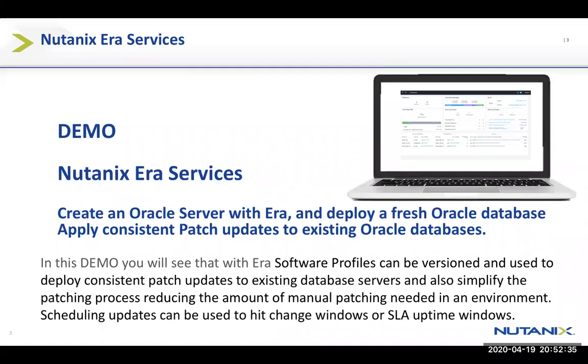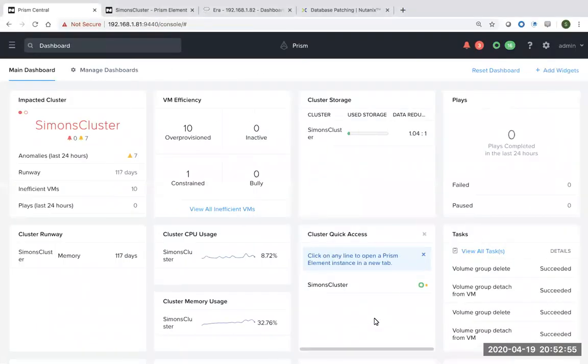And so you're going to see us deploying a new Oracle server as well as a clone of an Oracle database so that we can apply patches and then update the production database. We'll be able to do this via software profiles so that we can take advantage of versioning, scheduling, and hit our SLA uptime. So with that, let me jump into the demonstration.